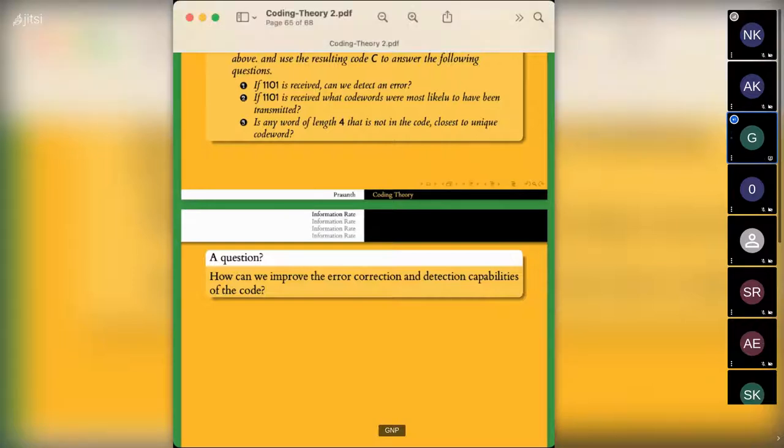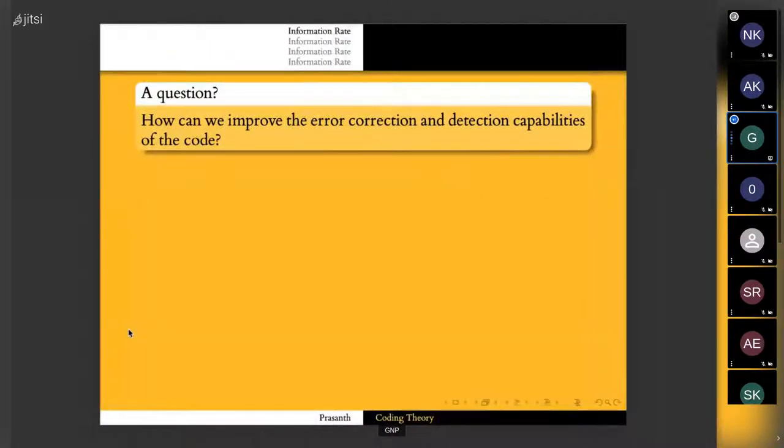So the question is, how can we improve the error correction and detection capabilities of the code? This is what our next question is. We have discussed that issue in the example just above. When you have added a parity check digit and you have gotten code 1101, now the problem is we don't know which word was sent to you. It may be 0101, or it may be 1100, or it may be 1001. You see that, so the number of options increases, which means the error correction and detection capabilities of the code is decreasing. You see the point?